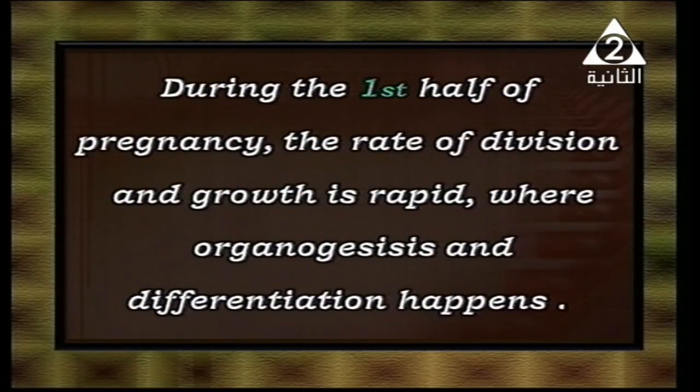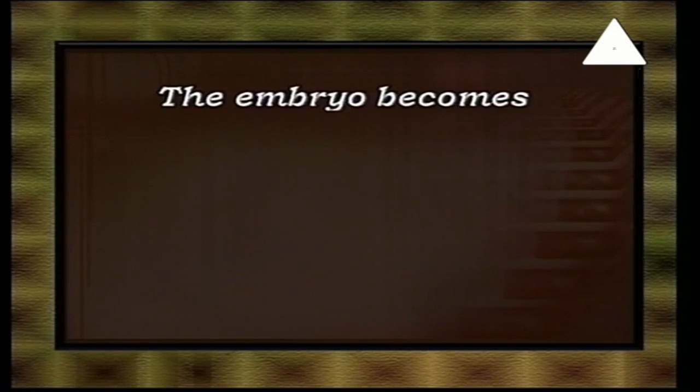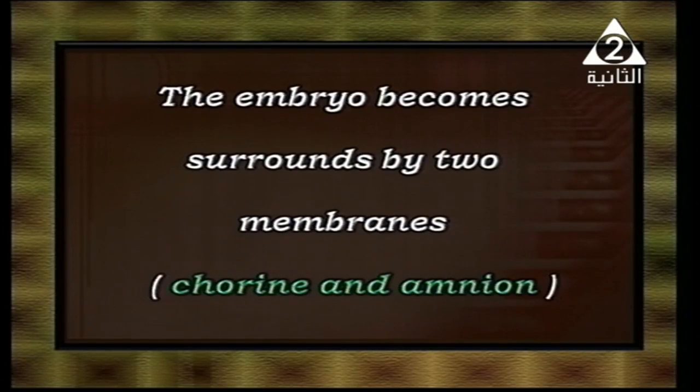During the first half of the pregnancy, the rate of division and growth is very fast, where organogenesis and differentiation happen. Organogenesis means formation of organs, okay? And differentiation means the differentiation of the embryo into head, arms, and so on. The embryo becomes surrounded by 2 membranes, one called the chorion and the other called the amnion.